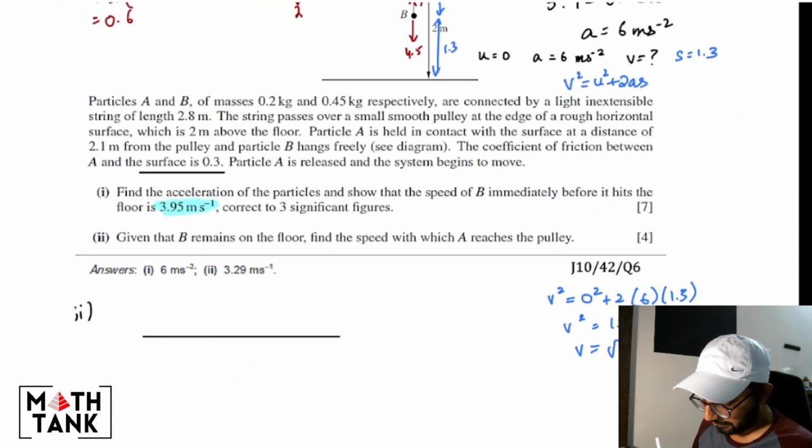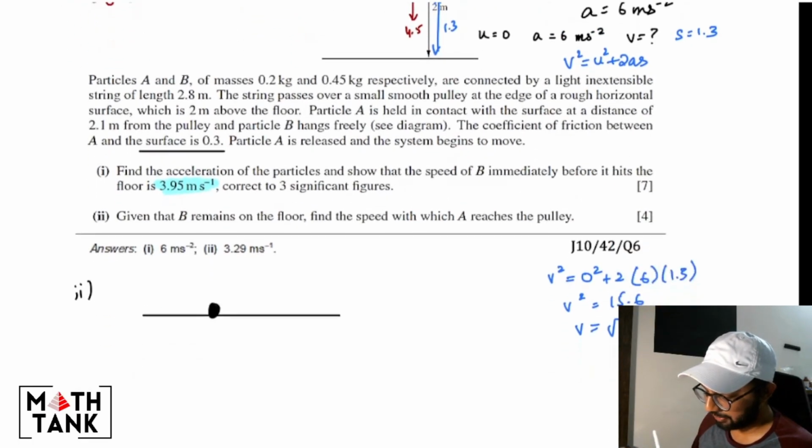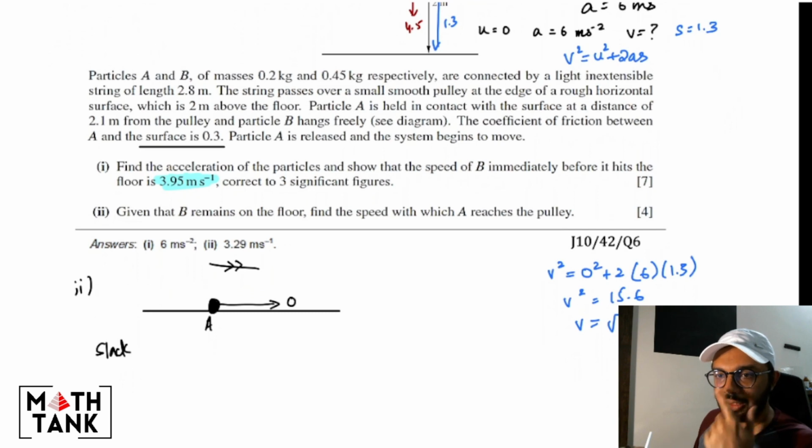When one particle hits the ground and the string becomes slack, the tension in that string becomes 0. So there is no longer a tension driving particle A. But since it was already moving in this direction with a certain speed, it's going to keep moving forward until something stops it.